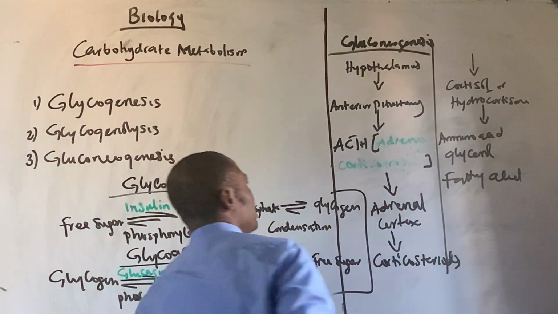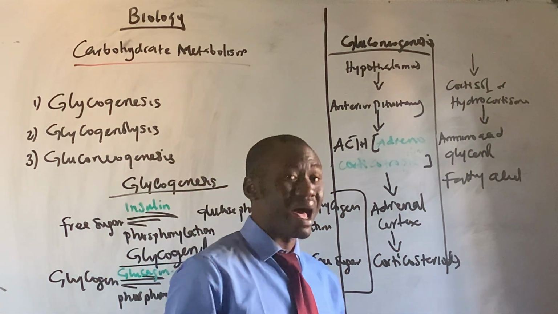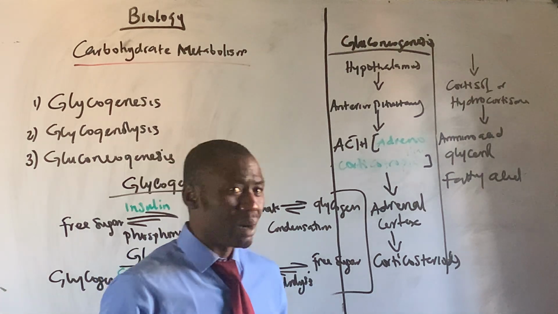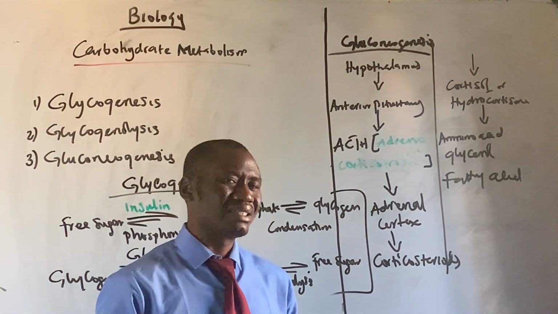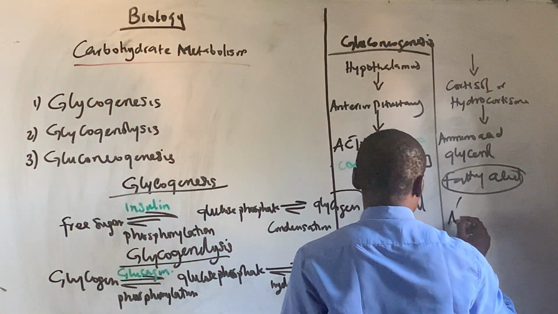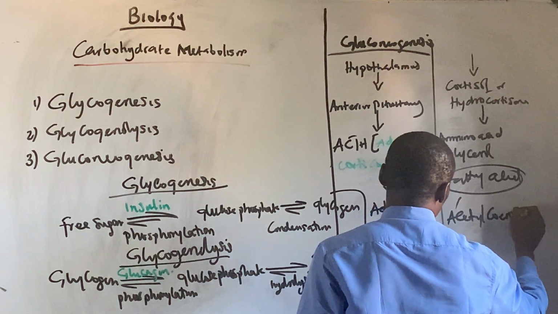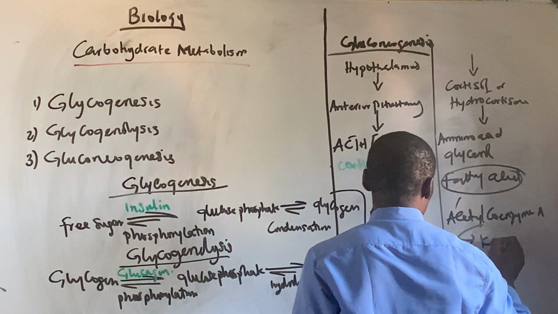Now, with the help of certain enzymes, it converts amino acids, which are a non-carbohydrate source, to glucose; glycerol, which is a non-carbohydrate source, to glucose; and then fatty acid will be converted to acetyl coenzyme A, which is used for the Krebs cycle.